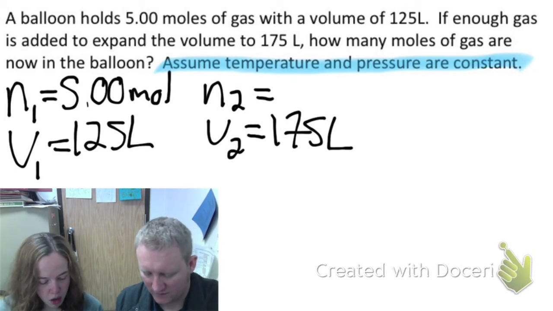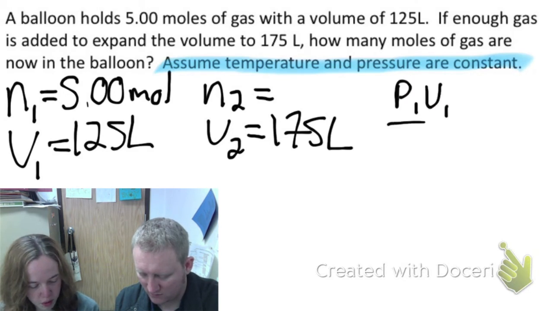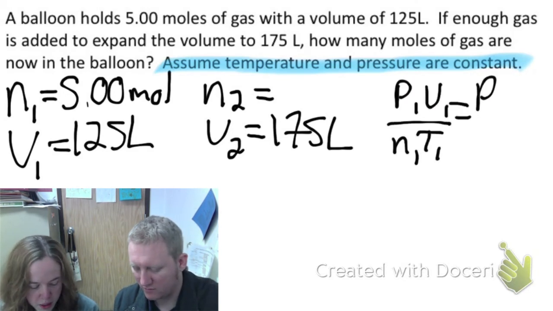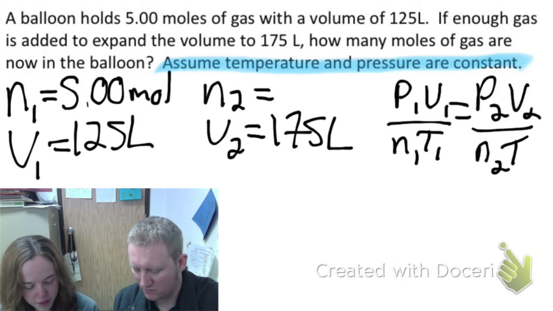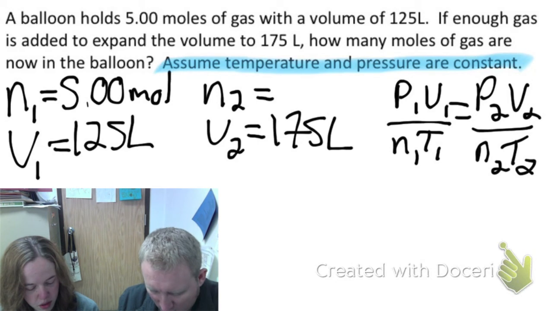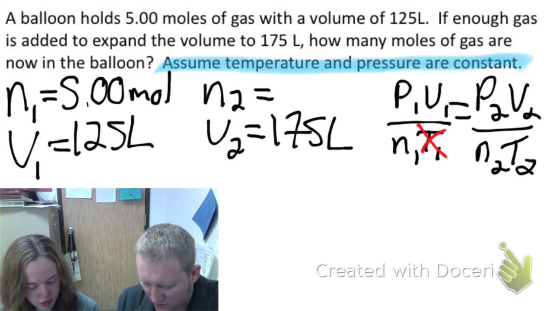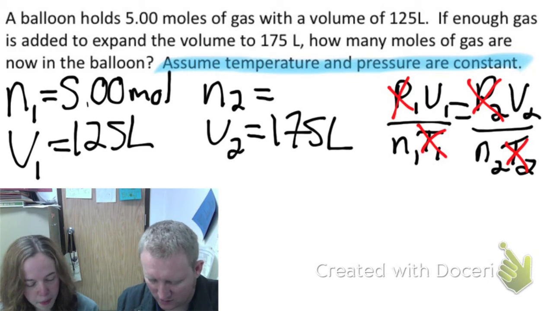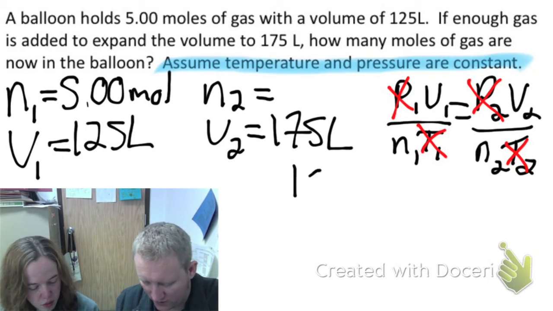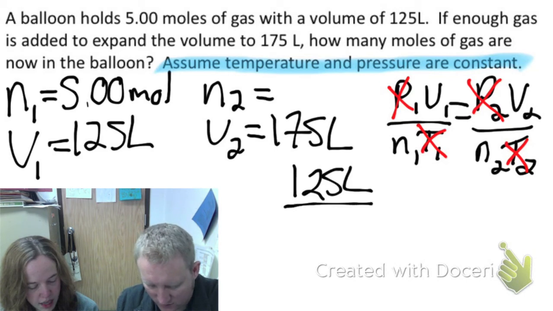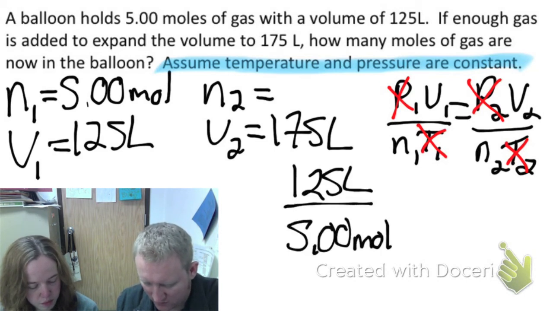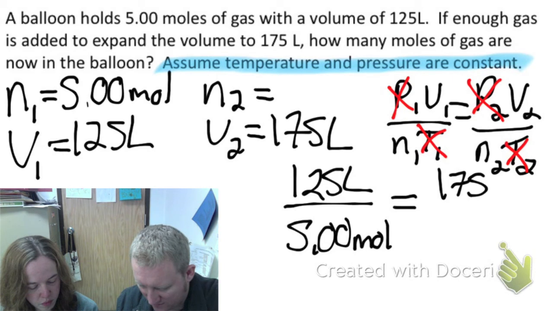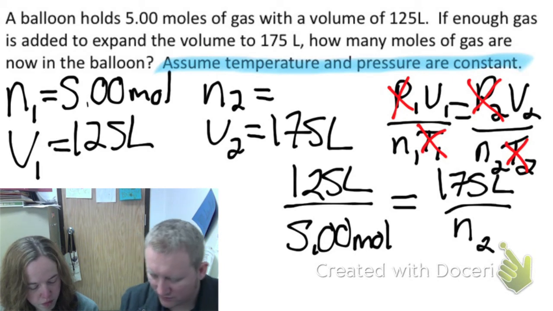So if we set up our equation, we have P1 V1 over N1 T1 equals P2 V2 over N2 T2. So what can we cross out? We can cross out temperature and pressure, because they're both constants, so they're not going to affect. So we have V over N equals V over N. So our V is 125 over our N, which is 5 moles, equals the new volume, which is 175, and we want to know how many moles that would be.